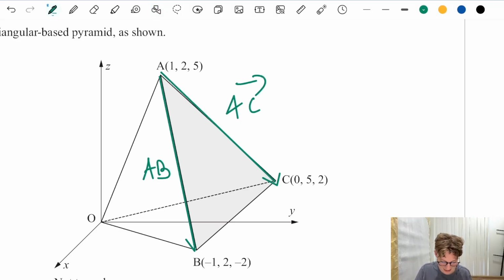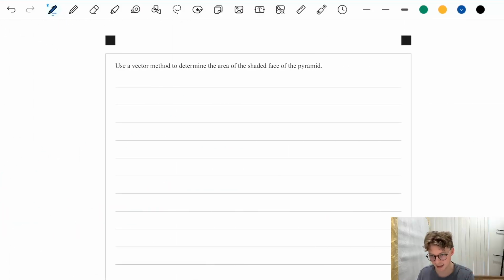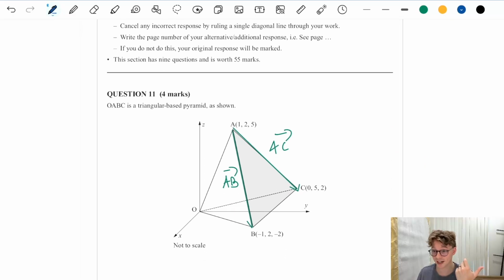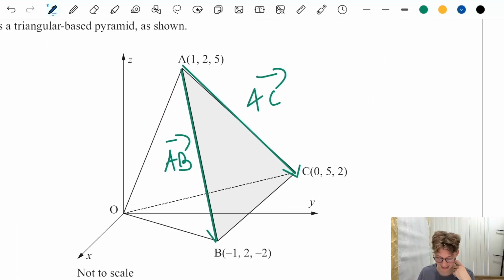AC and AB. So if I find AC and AB, I'm just going to put them on the page here where we can see. Of course, if you're in the exam, put your answer in the working out space, but just because it's not the exam, I'm not scanning this off and marking it. I'm going to find AB and AC here.